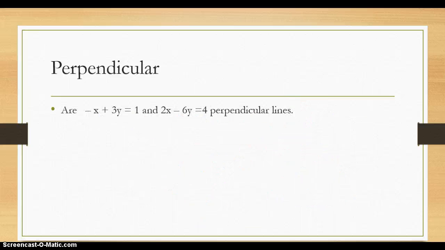So perpendicular. Are these two lines here perpendicular lines? Well, remember, the rule is that they must have a negative reciprocal. So what we're going to do for each of these first is to solve to get y equals mx plus b. So step 1, solve it into y equals mx plus b. So we're going to add x over.